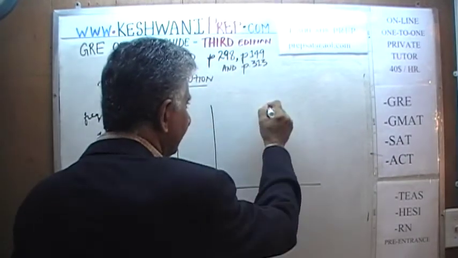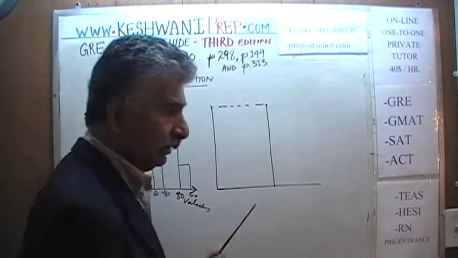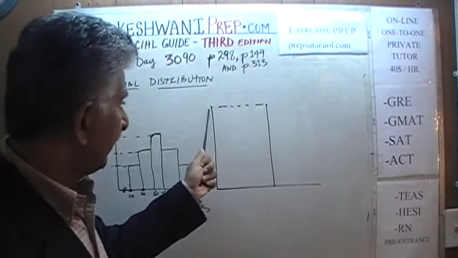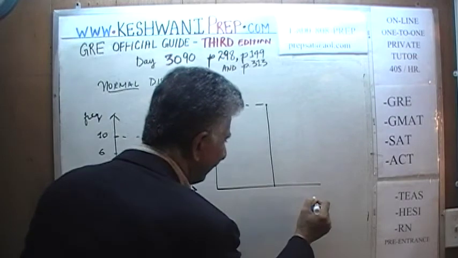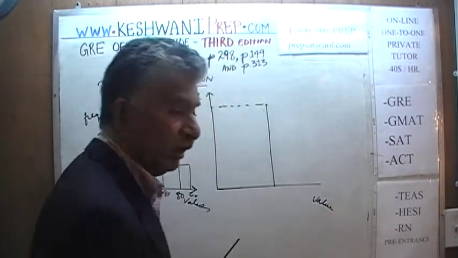This is the score that appeared most often. That's also your mode, because it appears most often. Again, this is the frequency, and these are the values. Now we have a large data set.